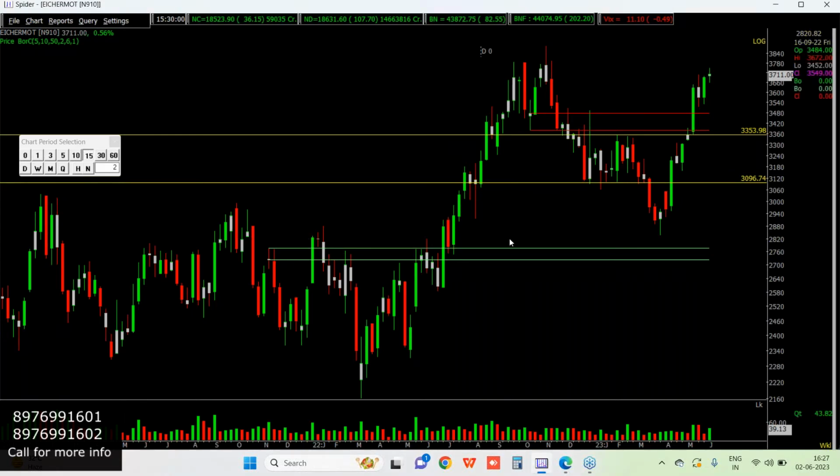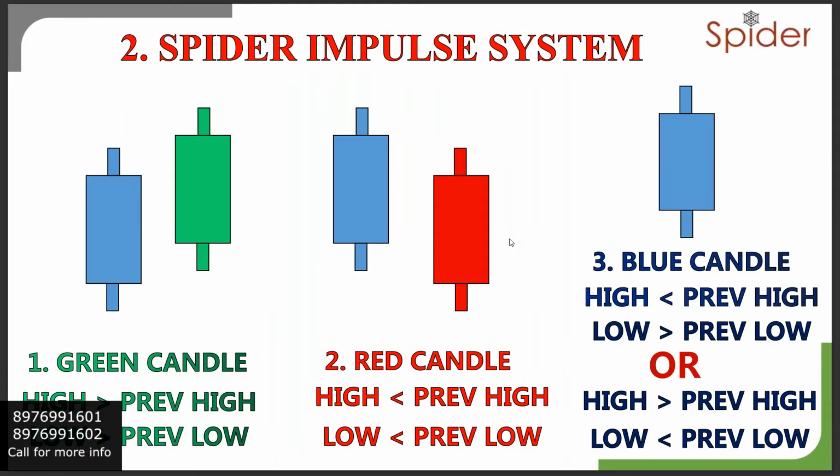Now I'm moving on to the second study, which is the spider impulse system. I hope that you already know about the Elder impulse system, but if not, I'll tell you. The Elder impulse system is a system that combines two different studies, which defines whether your candle is in a bullish, bearish or sideways mode. So we came up with a new concept, which we named the spider impulse system, where we define it on the basis of price, not on the basis of an indicator.